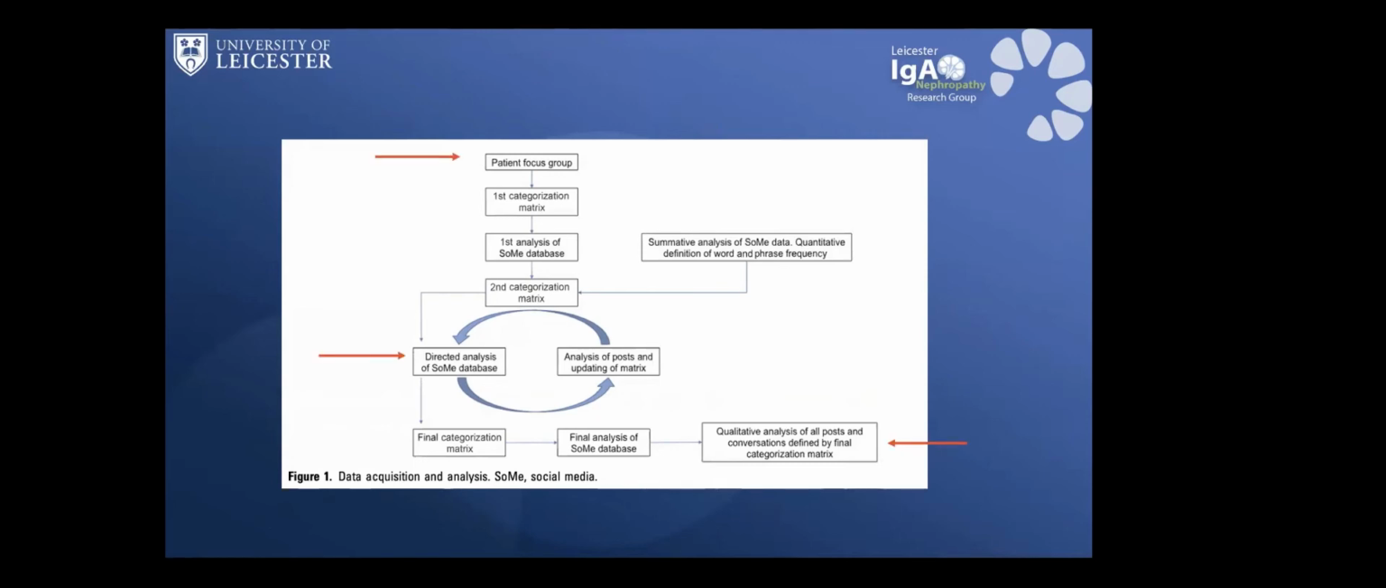So the first thing we did, once we'd made that big database with all of those posts in it, was we convened a traditional focus group where we got patients in a room and asked them to tell us all the things that they thought patients with IgA nephropathy would need to know about or wouldn't know about. So we did that as a first thing, and I'll show you the reason why we did that in a second.